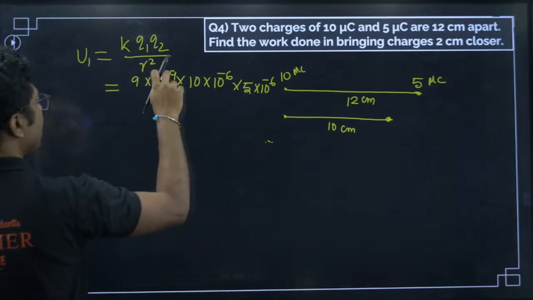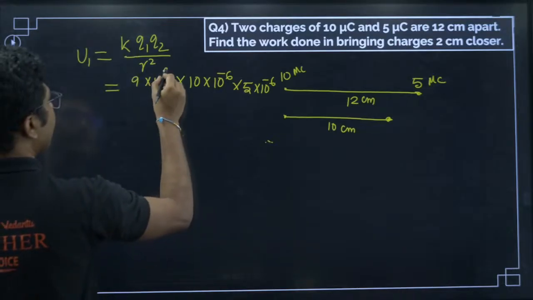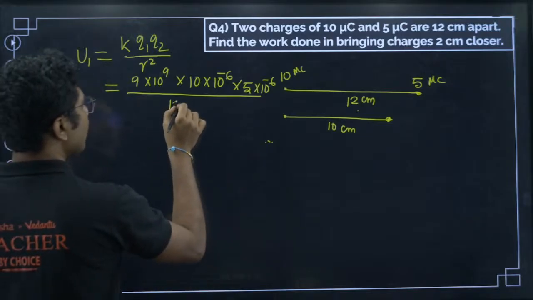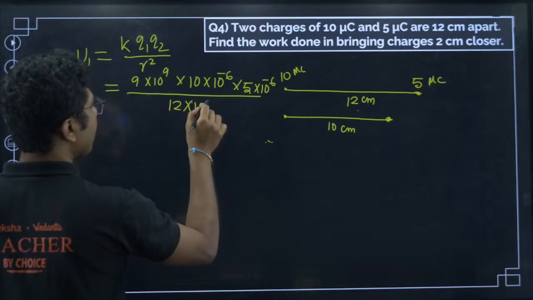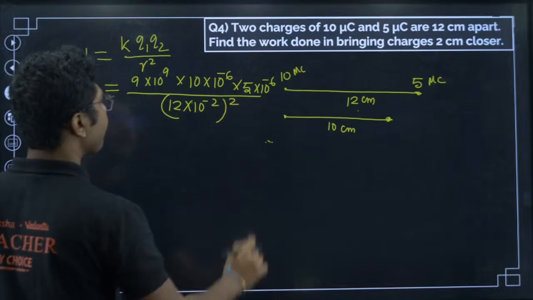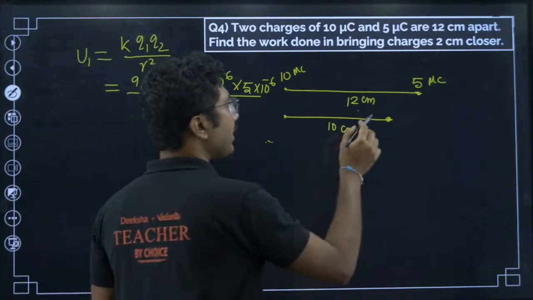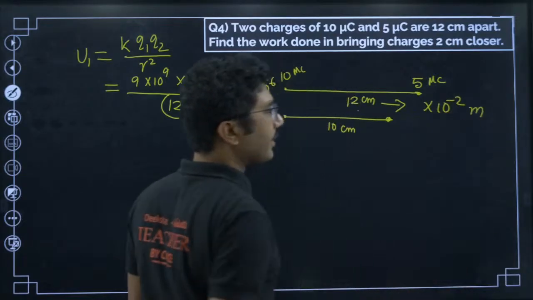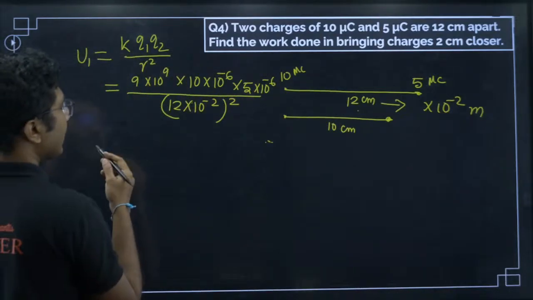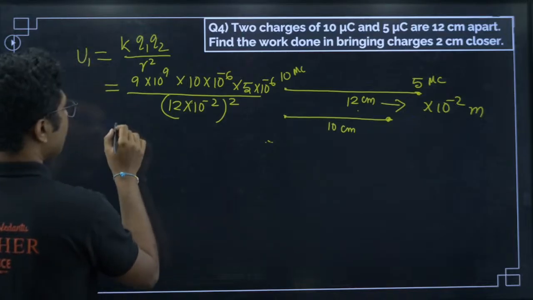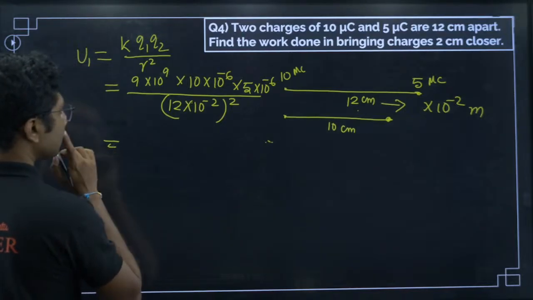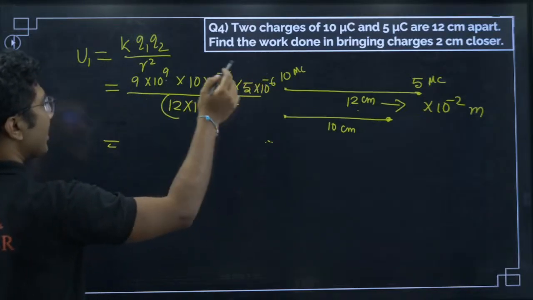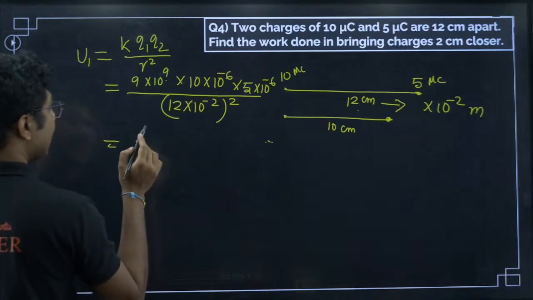There is a mistake. This will be 10 to the power of 9. And what is the distance? Distance initially was 12 centimeter. So 12 centimeter is 12 into 10 to the power of minus 2, whole square. Okay. Always convert centimeter to meter by multiplying by 10 to the power of minus 2. Always do that. That will be very, very mistake free, I will say. Now, what is this? 10 to the power of minus 6 minus 6 minus 12 plus 9, it will be minus 3.